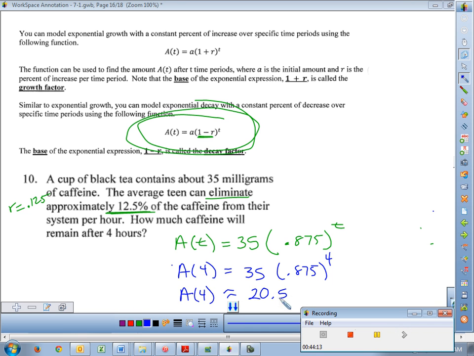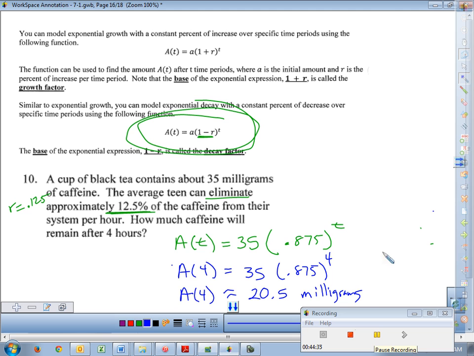So you should have got about 20.5. Label? Hours or milligrams? Milligrams. How's that abbreviated? Is it mg? I don't know. If I don't know, I'm going to write it out. mg seems like salt to me. No? Isn't that MSG? My bad. That's what salt is, MSG. Next.